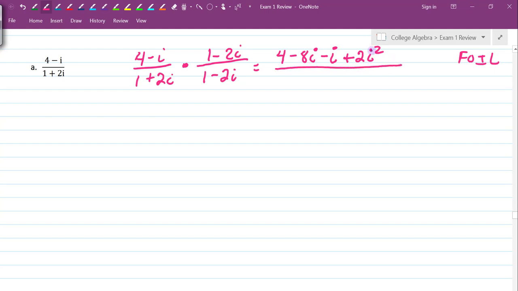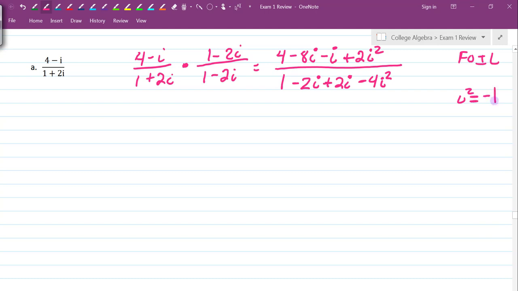Okay, FOIL the bottom. 1 times 1, 1. 1 times negative 2i, negative 2i. 2i times 1 plus 2i. And then positive 2i times negative 2i is negative 4i squared.